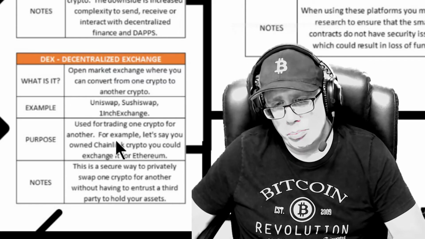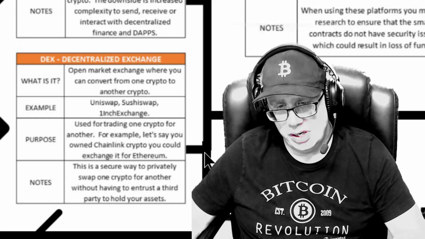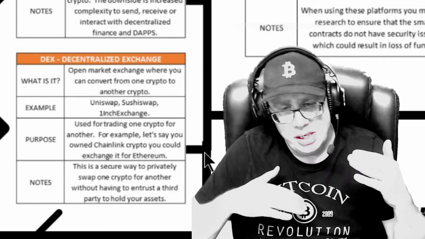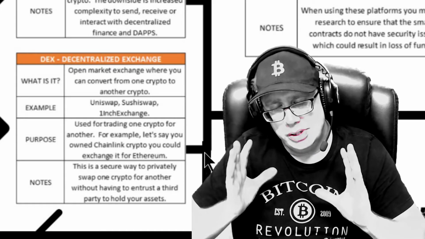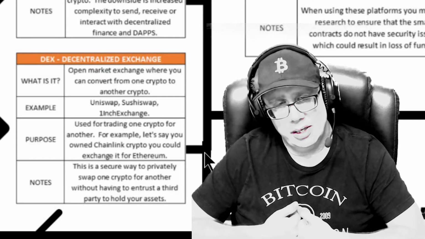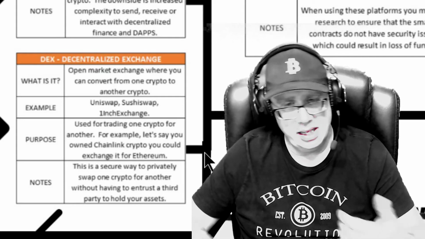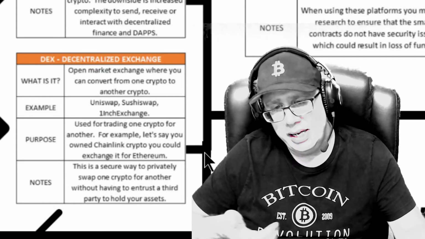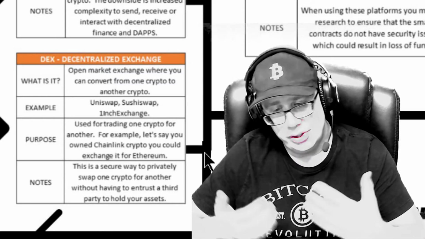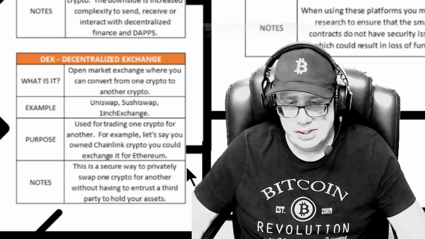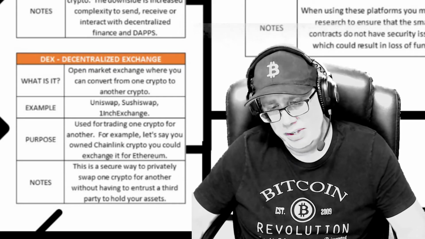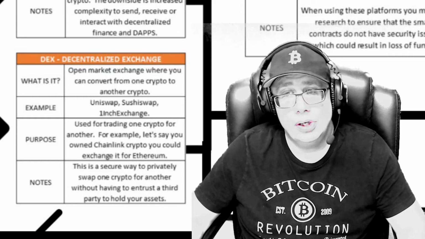So, purpose: use for trading crypto one for another. For example, let's say you own Chainlink, you could exchange it for Ethereum, and you just swap it, so your assets always stay in your possession. So it would be like in a movie where they're like, give me the money, and then the bad guy gives you something. It's a one transaction exchange. There's usually a fee. This is a secure way to privately swap one crypto for another without having to entrust a third party to hold your assets.